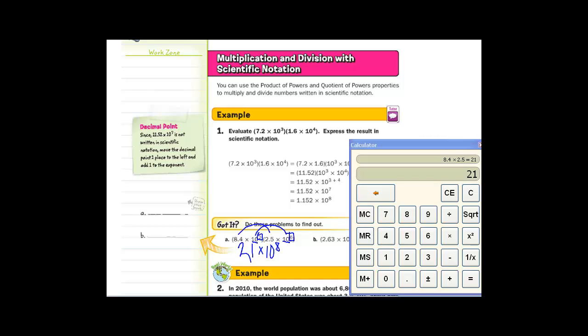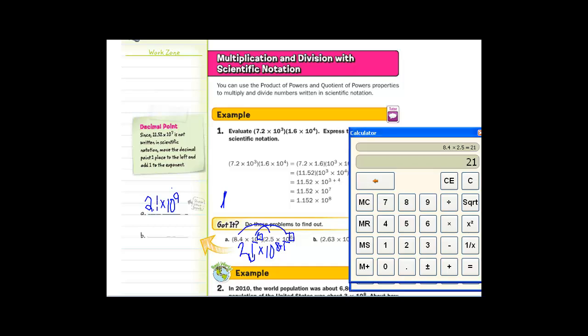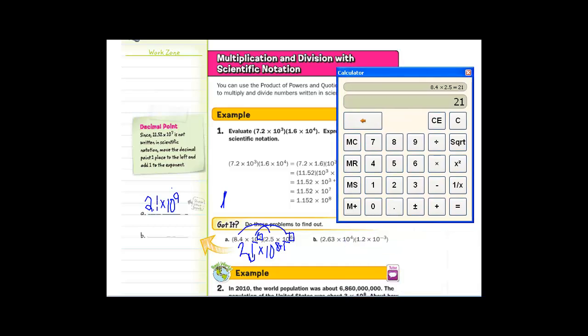This is not in scientific notation because it's not between 1 and 10, so we have to move it back 1. So we're going to put a 1 with this. This number was bigger than 1, so I'm going to put 1 bigger than 1 with it, so I'm going to add a positive 1 to it. My answer, well, let's just write it over here on the blank. 2.1 times 10 to the 9th.